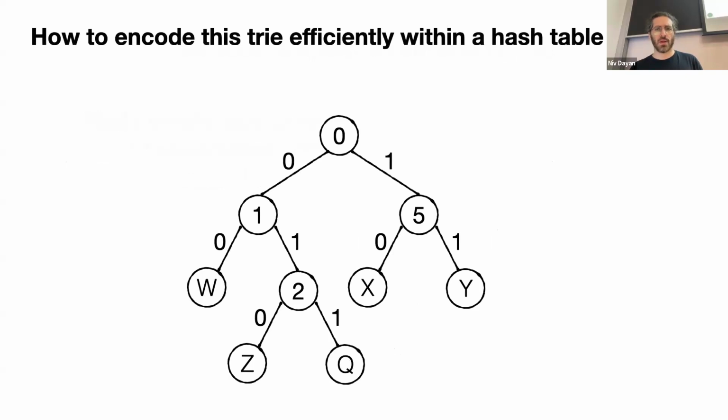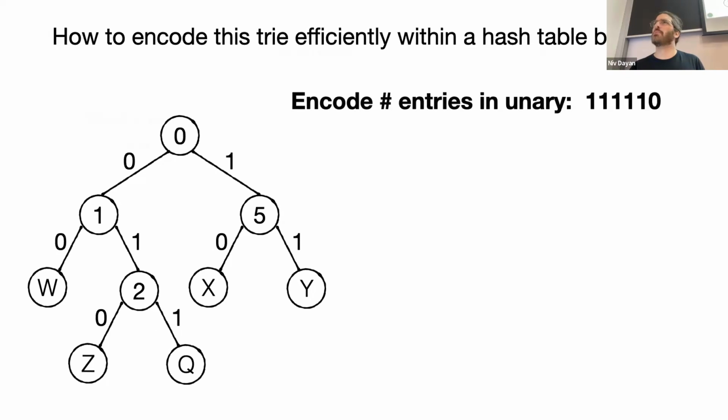Okay. So, how to encode this trie efficiently? This is what we'll look at now. I'm going to speed up a little bit. I want to finish this in 20 minutes so that we have time for the presentation. The first thing we're going to encode is the size of the trie, so the number of entries that I've inserted into it. And I'm going to encode that in unary.